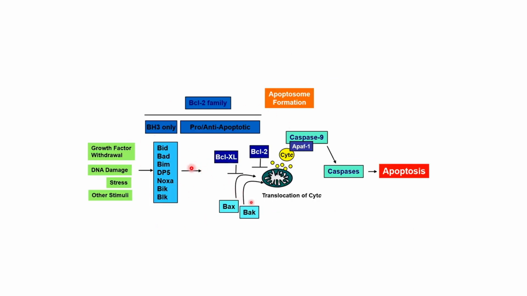So here is a view of how this BCL2 family acts with each other to regulate the apoptosis. Okay, so as we said, DNA damage, stress, or other stimuli, as well as growth factor withdrawal. As you know, energy is important to the cell, and if you withdraw the growth factors from the surrounding, that cell will not be able to survive in that environment.